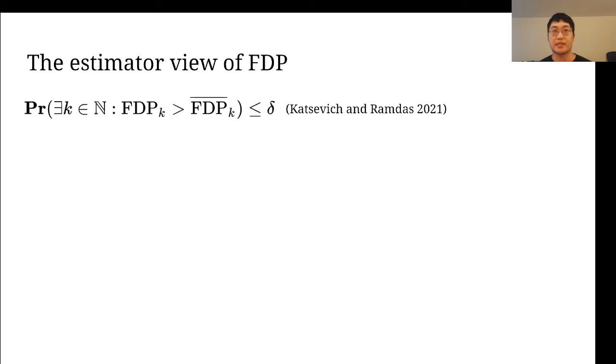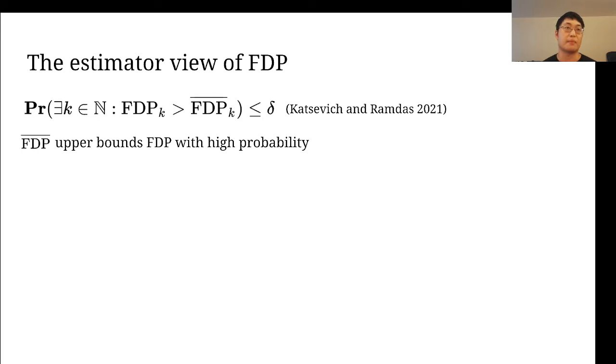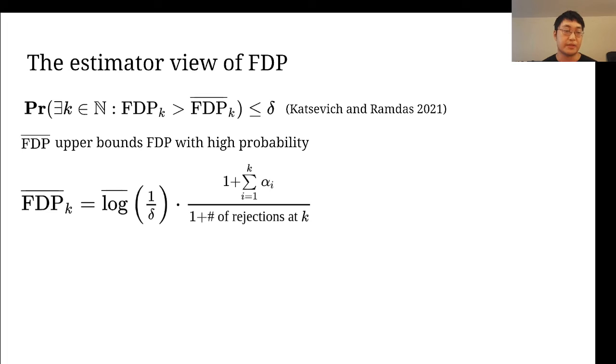So we try to accomplish something similar for the probabilistic bound. So Katsevich and Ramdas in 2021 designed this high probability estimator of the FTP called FTP Bar. So basically, FTP only exceeds FTP Bar at any time with probability less than or equal to delta, some fixed level. So this is a high probability bound on FTP. So FTP Bar kind of looks like this, where part of it looks like FTP hat because we have the sum of alphas in the numerator and the number of rejections in the denominator, and it's increased by this approximately log function of 1 over delta.